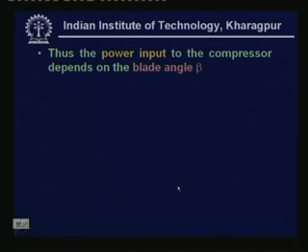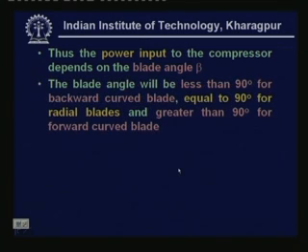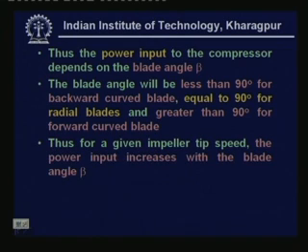Now, thus the power input to the compressor depends upon the blade angle beta, as I said. The blade angle will be less than 90 degrees for backward curved blades, this is important to remember, equal to 90 degrees for radial blades and greater than 90 degrees for forward curved blades. Thus, for a given impeller speed, the power input increases with the blade angle beta, because from the expression for power input you find that you have 1 minus Vn2 into cot beta by U2. Okay. So, as beta increases, your cot beta reduces. Okay. Once the cot beta reduces, the power input increases. Okay.